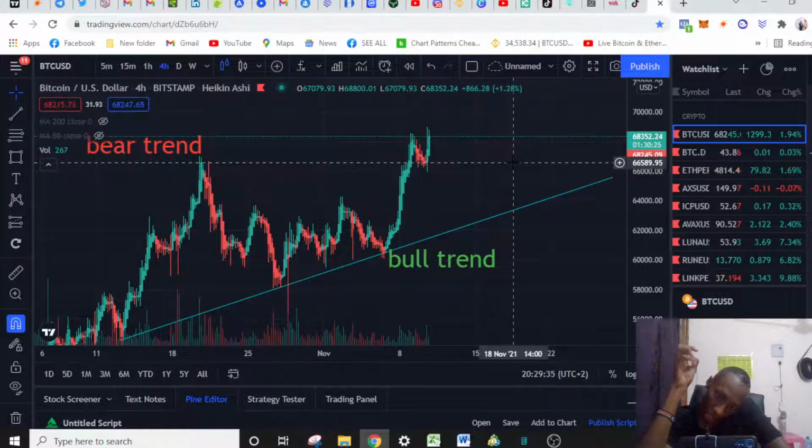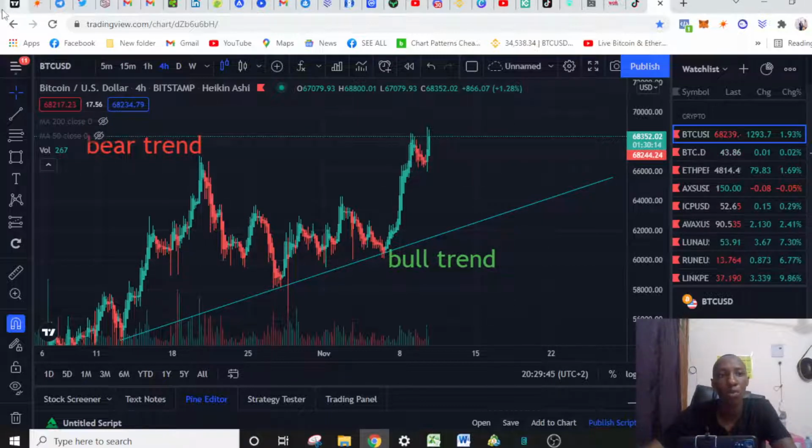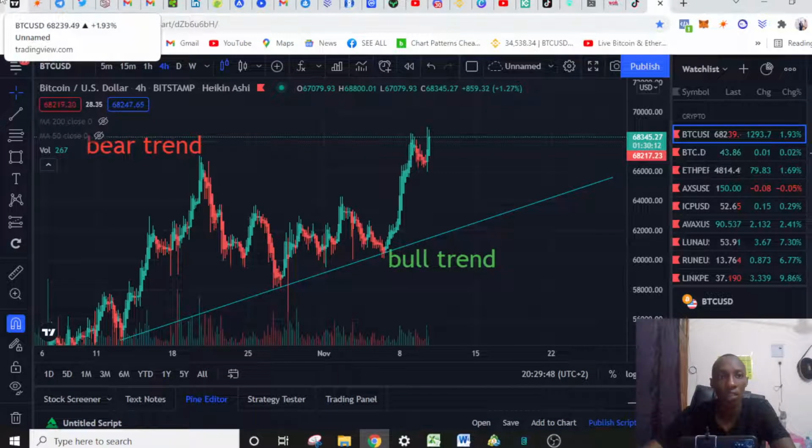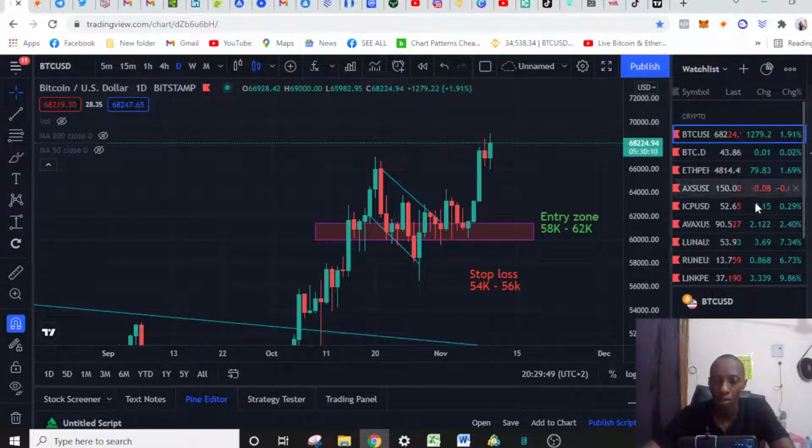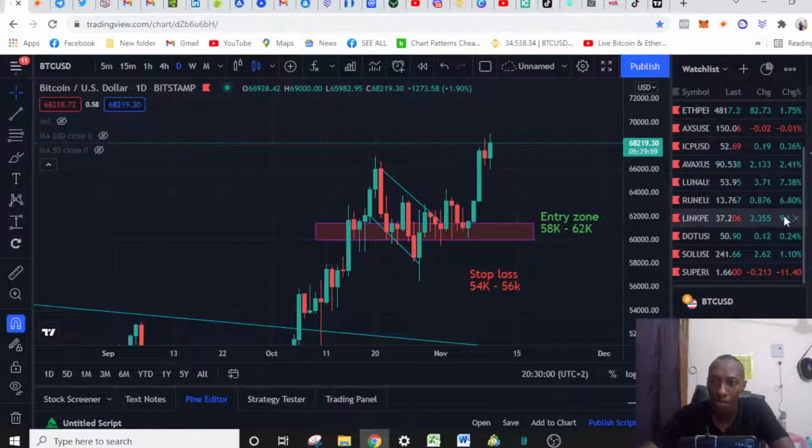They suggest Bitcoin will go up to 98. Any advice on investing, trend of November? The best thing to buy right now is Bitcoin because it is pumping. But you can see here in my watchlist, other coins are pumping even harder. Bitcoin has pumped 1.9% today only. Luna has pumped 7%. Link has pumped 9%.